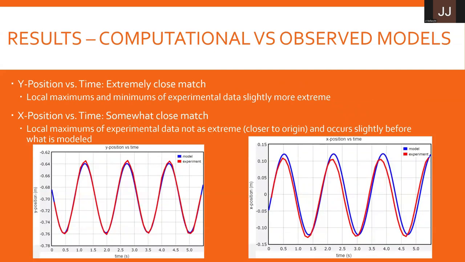When comparing the experimental and computational models, we found that the Y position values matched very closely, with the local maximums and minimums of the experimental data slightly more extreme, but hardly. In the X position data, the local maximums were less extreme and occurred slightly earlier than the model predicted. This means that in our experiment, the oscillations of the object did not actually go as far in the positive X direction as we expected them to, and they returned towards the negative X position much quicker than we expected.